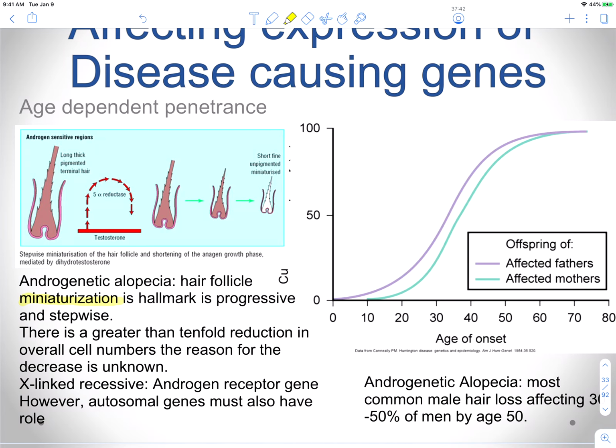The cause of the decrease of these numbers is not really known. It is associated with the androgen receptor gene on the X chromosome. However, you see this pattern from father to offspring, sons, and so it can't only be X-linked. There are other genes on your other chromosomes that influence the androgen receptor gene, and so those other genes play a role in whether or not people will present with this condition.